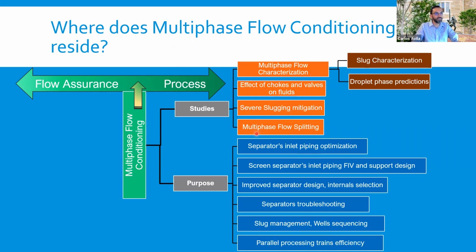And another area can be multiphase flow splitting, where you can address the way multiphase flow splits into multiple processing trains, where the parallel processing trains require that the multiphase flow is split more or less evenly, so they have the highest efficiency. So all these studies kind of help you address different issues that help you alleviate flow-induced vibration, do a better job designing your separator, troubleshooting the way we handle flux, and like I mentioned, the efficiency in parallel processing trains.